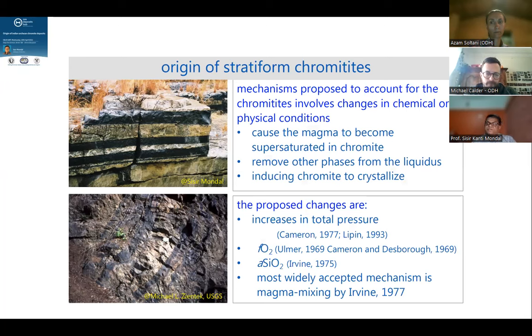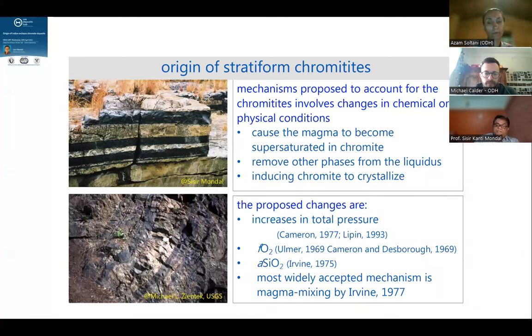And as a consequence of that, we can expect formation of a stratiform chromitite layer in the layered intrusion or the crustal magma chamber of the ophiolitic complex. The proposed changes are increases in total pressure. Then we can change oxygen fugacity. We can have oxygen fugacity change in the magma chamber. Then there is the contamination model by Irvine in 1975, where the activity of SiO2 can be changed. And as a consequence of that, we can have that stratiform chromitite layer.